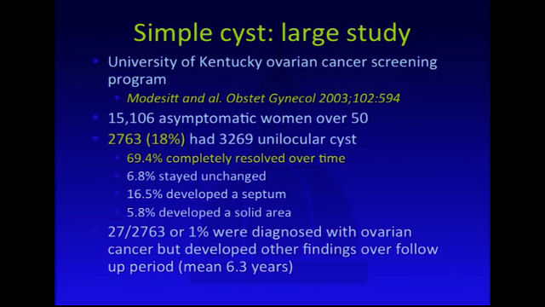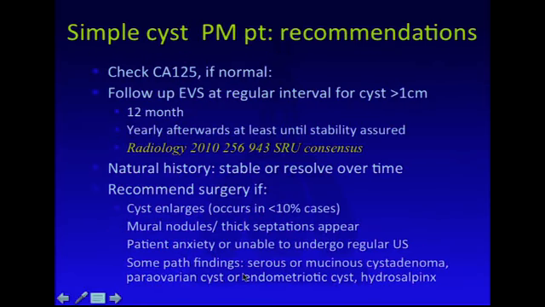But they had other findings that developed over the follow-up period. The follow-up period in this study was a mean of 6.3 years. So it is important to follow these patients at regular intervals for cysts that are more than 1 centimeter. You want to, of course, first check the CA-125, the tumor markers, and make sure that they're normal. And then after the first follow-up, yearly for several years, at least until stability is assured. So if they're stable for 5-6 years, then you're probably okay.